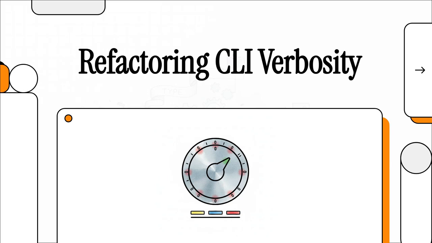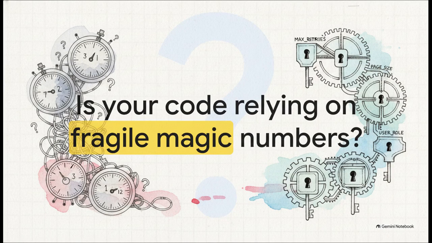Welcome to this explainer on refactoring CLI verbosity for better type safety in Haskell. Today, we're taking a look at a really fascinating code makeover based on insights from Notes on Haskell Programming by a developer named Ang. We're going to see exactly how to transform fragile, integer-based code into a rock-solid, self-documenting system using Haskell. But first, I want you to think about this.